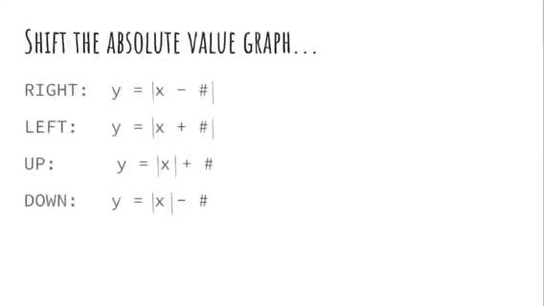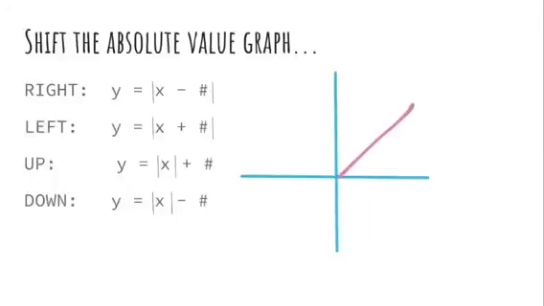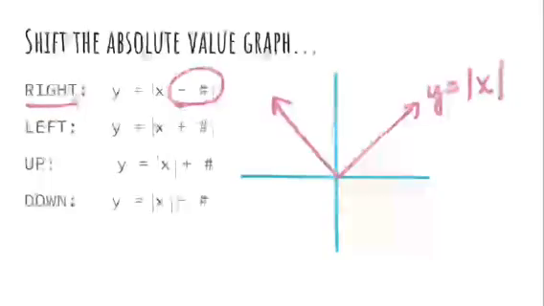If your graph is going to vary from your regular absolute value graph, let's say here is your normal y equals absolute value of x. If that graph is going to shift to the right, we're going to have x minus a number. If it is going to shift to the left, it's going to be x plus a number, and that's going to be inside the absolute value.